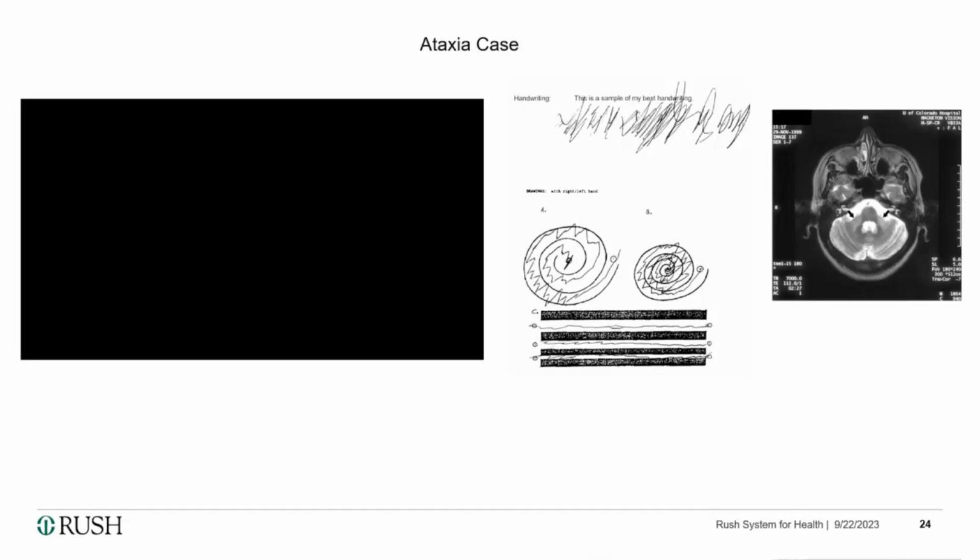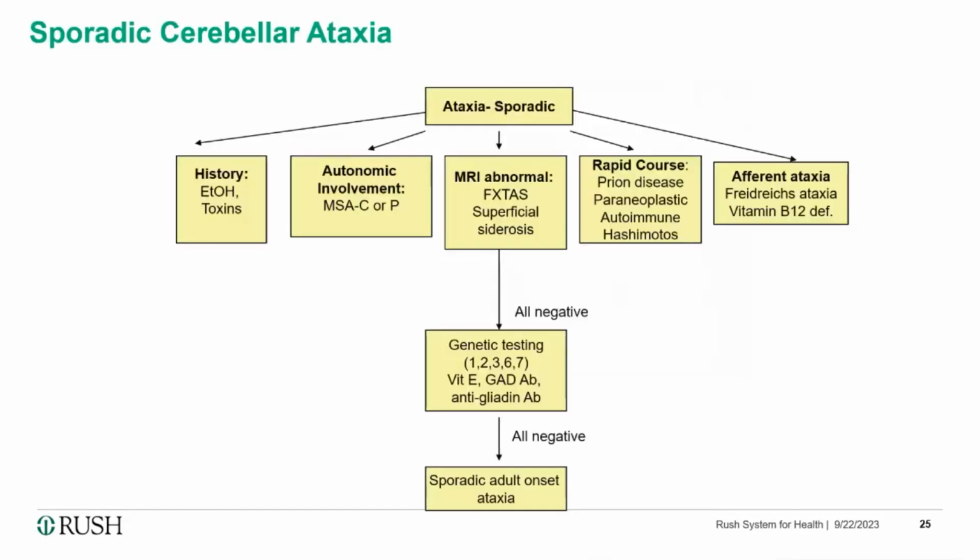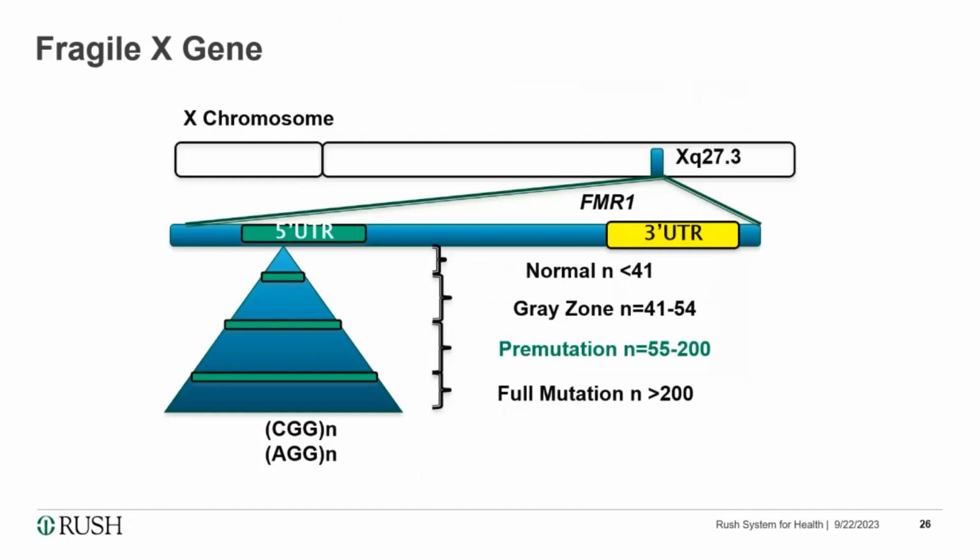Go ahead and advance to the next slide, and that disorder is located here in the middle. This disorder is going to fall into our abnormal MRI with a patient with cerebellar ataxia and tremor, and it's an abnormality found with a mutation in the Fragile X gene.